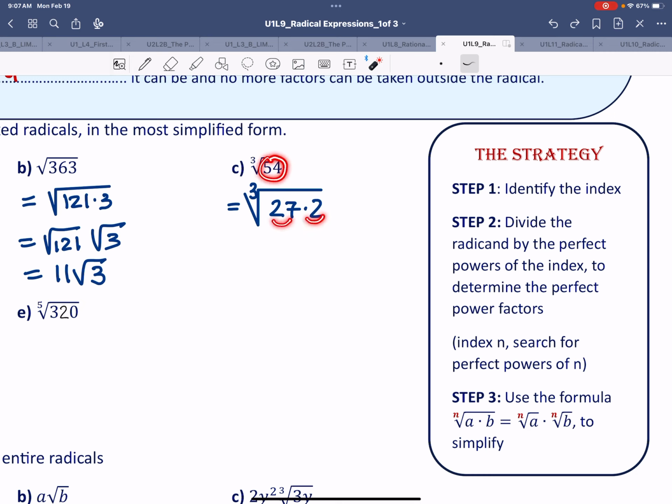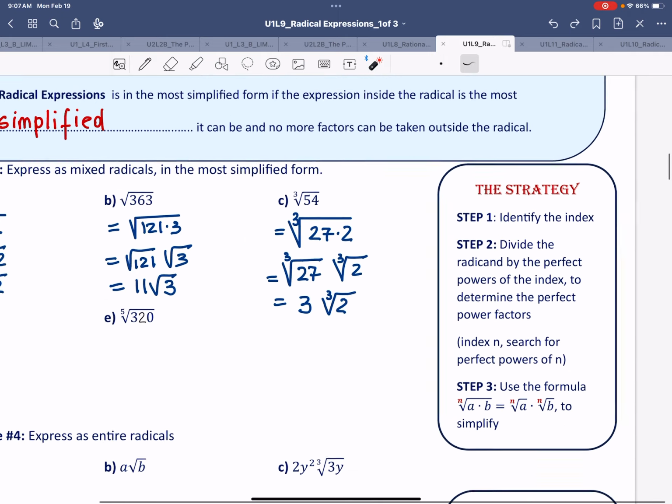Remember, 27 times 2 is 54. Then we'll split it based on the product formula as the third root of 27 times the third root of 2. The third root of 27, the third root of a perfect cube, is 3. That equals the base, so the answer is 3 times the third root of 2.